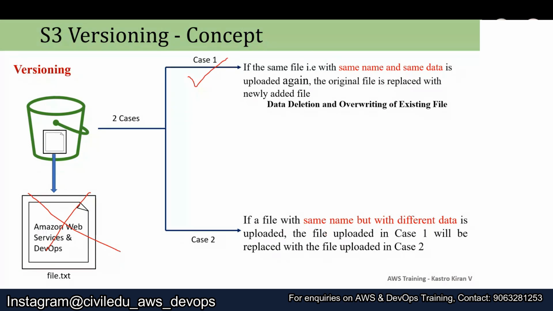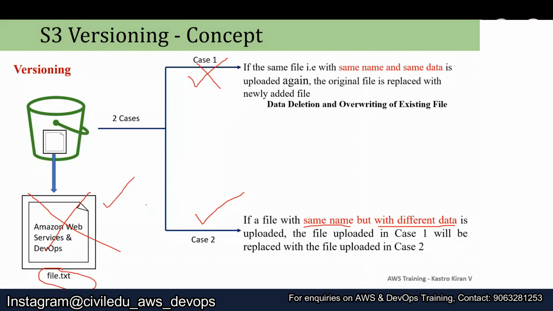Now, in case two, I'm also uploading the file with the same name, but I'm going to keep different data. When you upload any file with the same name, what will happen? Whatever the already existing file that is available, which is the file from case one, will get deleted and only the latest file will be accessible. You can access only the file that you have uploaded in case two. Why is this happening? This is happening because of the file name.